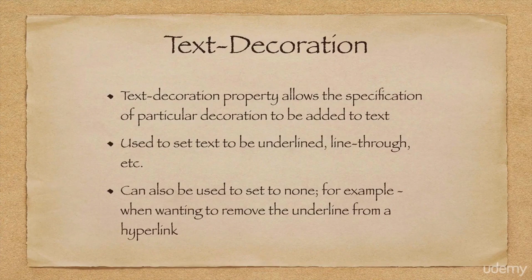Text decoration, the property allows you to specify a particular decoration to be added to the text. So it's used to set text to be things like underlined, line through, etc. And it can be used to set to none. So for example, if you wanted to remove the underline from a hyperlink, then you would set the text decoration to be none. That's one of the things it's commonly used for, for example, in a menu where you're using a hyperlink as a menu piece of text. You don't want the menu to have underlines, so you set the text decoration to none.